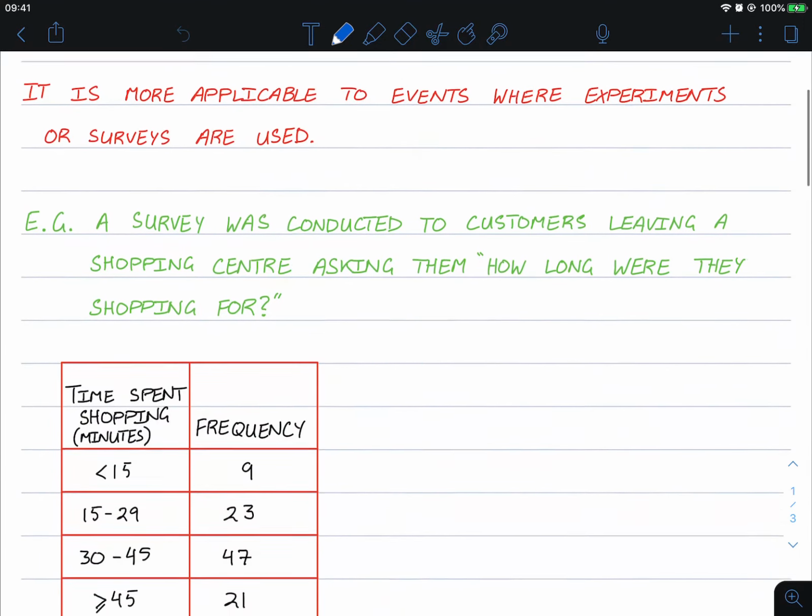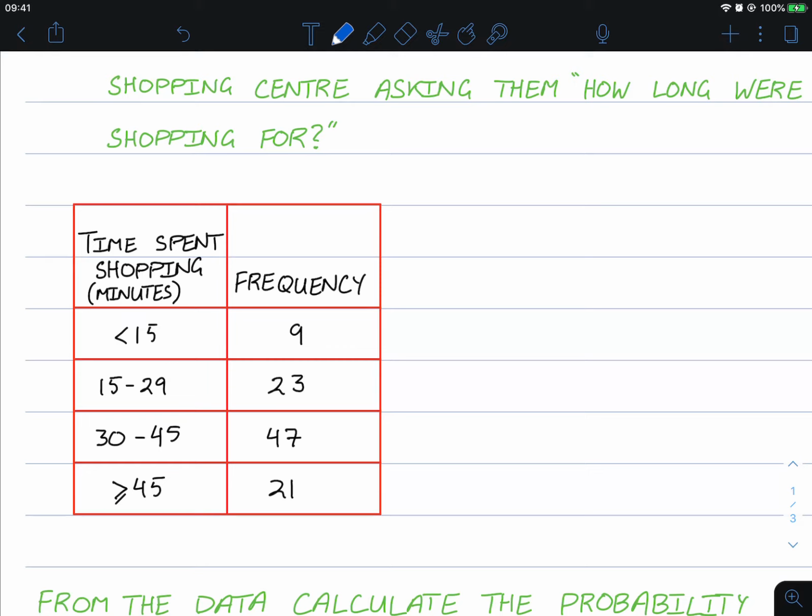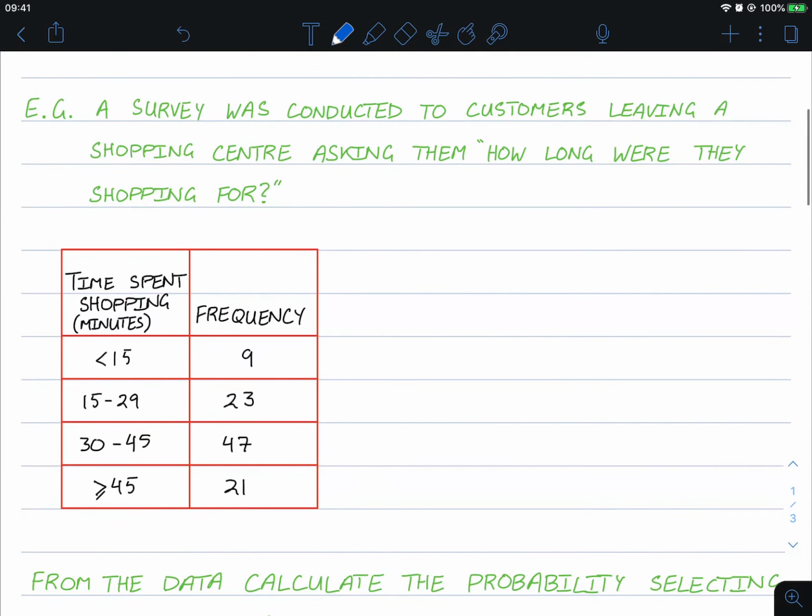So for example, let's say a survey was conducted on customers leaving a shopping center, asking them how long they were shopping for. Let's say we surveyed a few people, and here are the results. 9 people, as they left the shopping mall, have only shopped for less than 15 minutes. 23 people shopped between 15 to 29 minutes, and so on. So in this instance, there isn't a real theoretical probability per se, but we can still use this data to calculate some degree of probability.